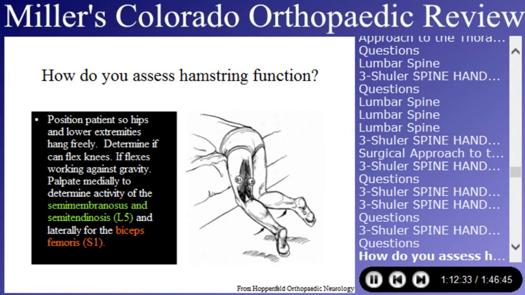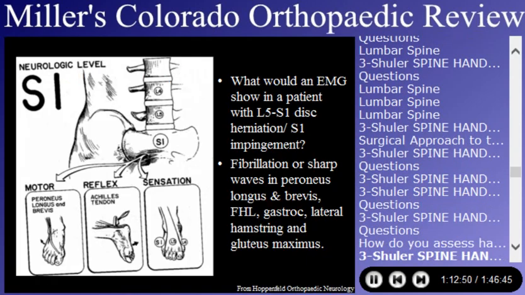How do you assess hamstring function? Do not forget that hamstrings are dually innervated. Medial hamstrings are L5. Lateral hamstrings, or the biceps femoris, are S1. So semimembranosus and semitendinosus are L5. Biceps femoris is S1. S1 level. Peroneus longus, Achilles reflex.